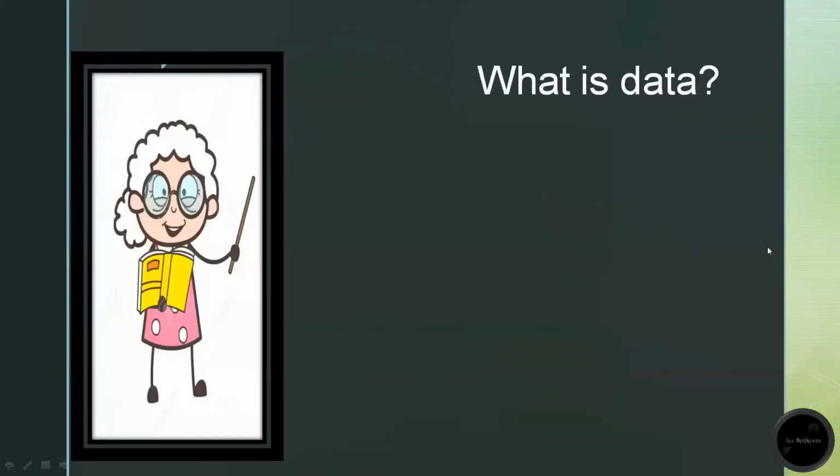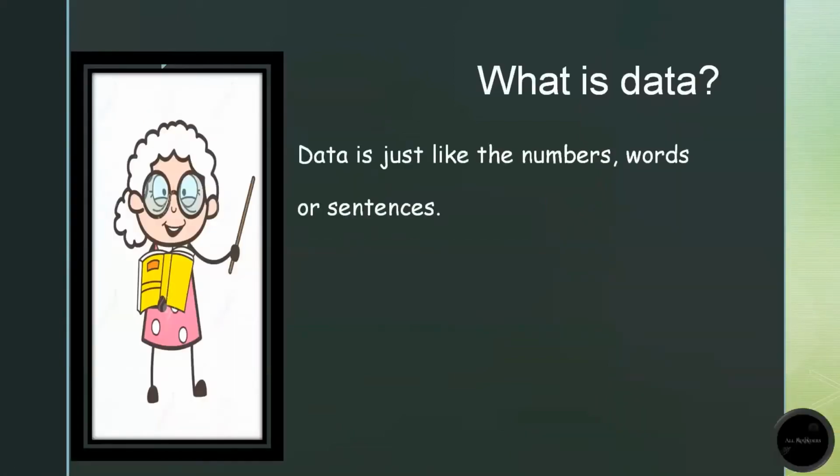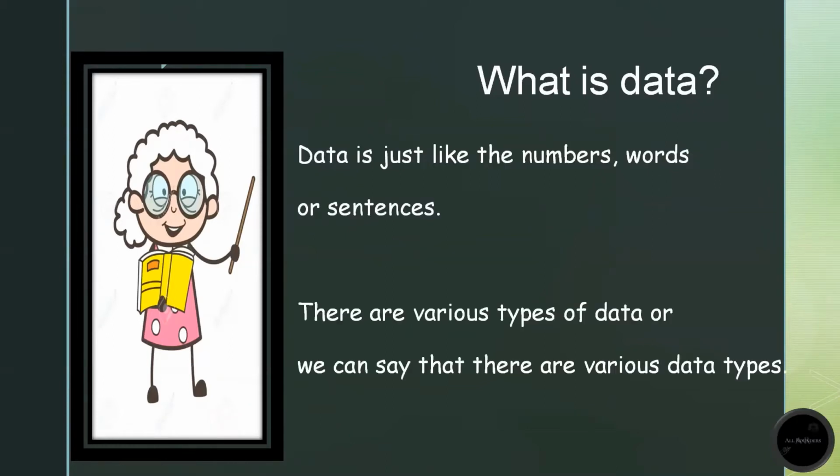Yeah, so guys, what is data? So data is familiar to most of us. It can take many forms such as the numbers, words or sentences. For instance, in order to rank a badminton player in the order of their achievements, we need the data such as the name, the gender, the country name, number of tournaments they have played, and also the number of points they have earned in a tournament. So basically, there are various types of data, or we can say that there are various data types.